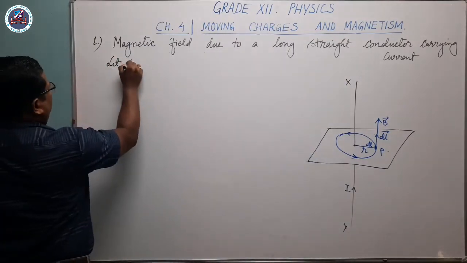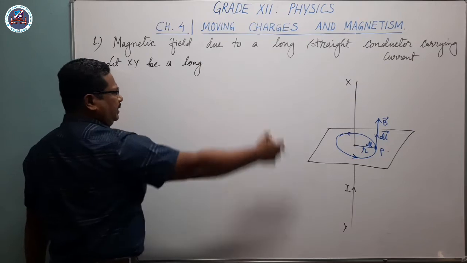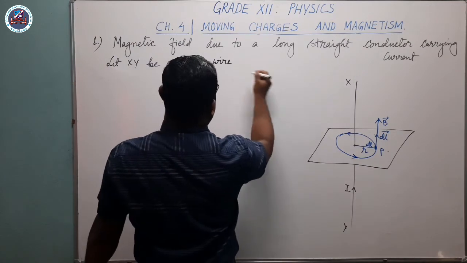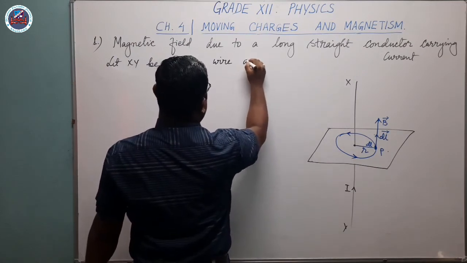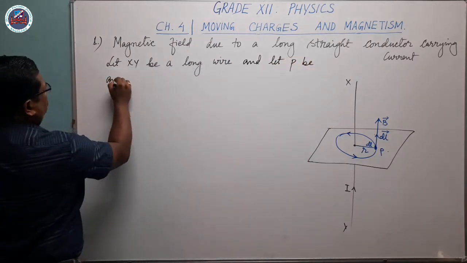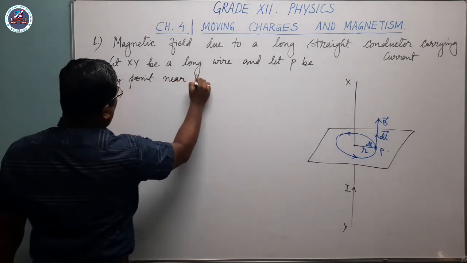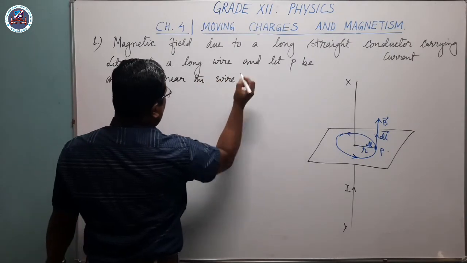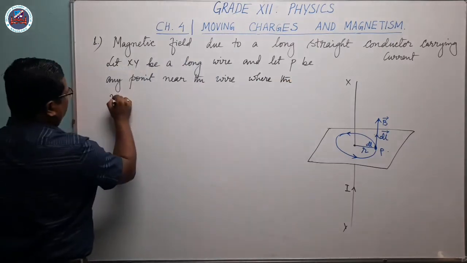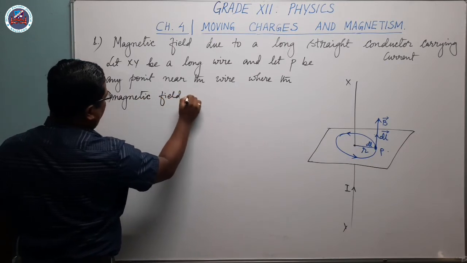Let XY be a long wire. You don't know the exact length of the wire. Let P be any point near the wire where the magnetic field is to be determined.